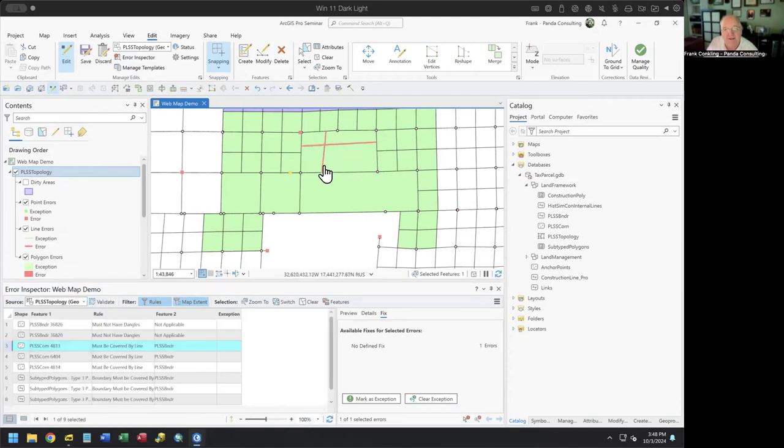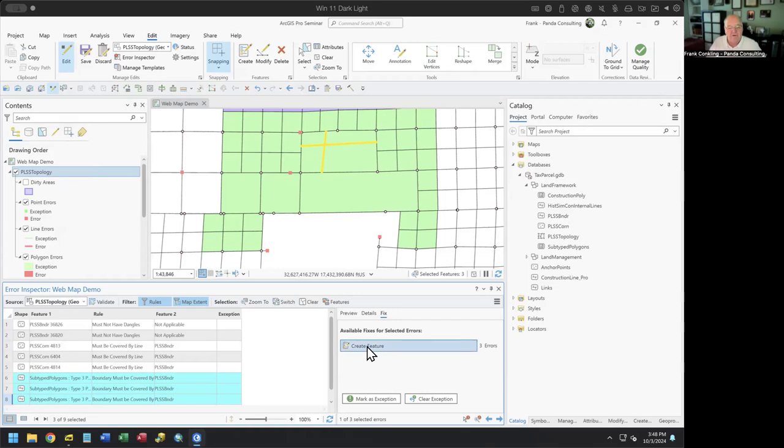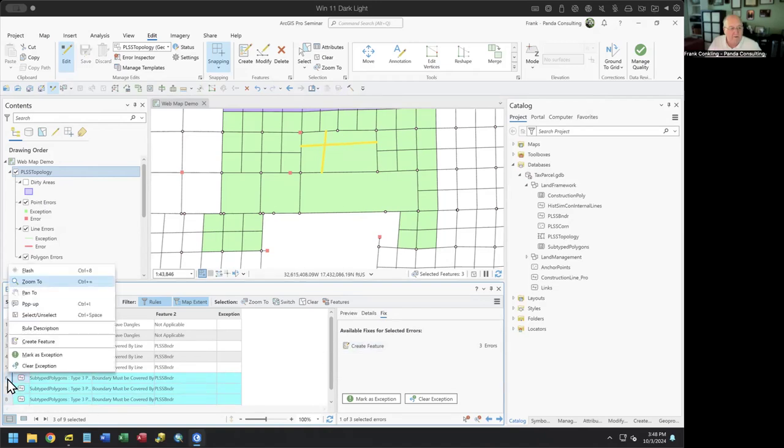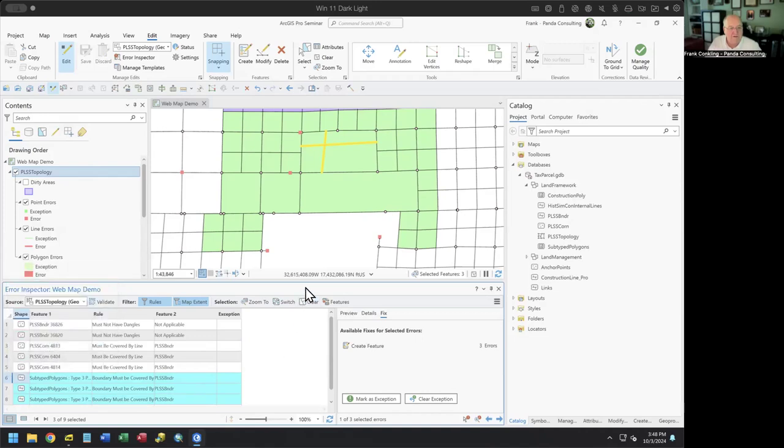And suddenly I see these lines having errors on them. In fact, these subtypes for type number 3 here do not have lines. And I can tell it, go ahead and create these lines for those three errors in here. And create the feature. Why is it not creating a feature on here?